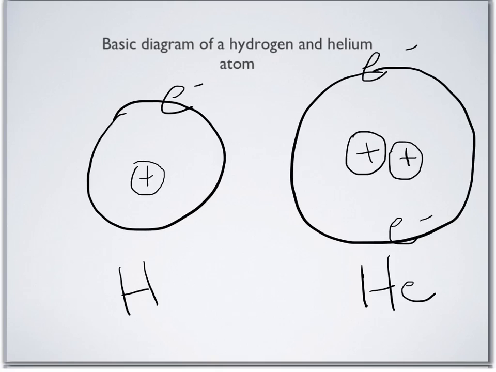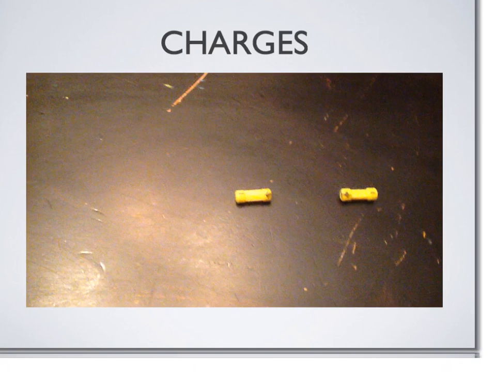Now I have 2 positives here, and that's kind of a problem. So we're going to put in 2 neutrons in the center also, and I'll get to why that's a problem in just a second. Just think about this as we're going through this: why are we going to need the neutrons in here with these positive charges? There's a problem there if you think about some basic science that you've probably been over.